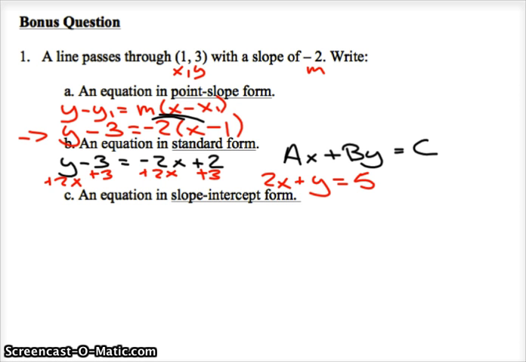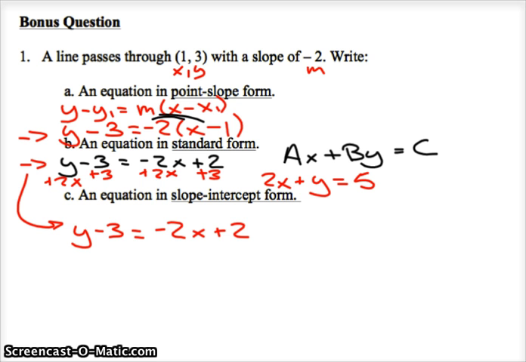The last thing to do is going to be to write it in slope-intercept form. And I'm actually going to steal part of this equation right here. I'm going to rewrite it down there. So I have y minus 3 is equal to -2x plus 2. The reason I'm doing this is because the y and the x are already on different sides.